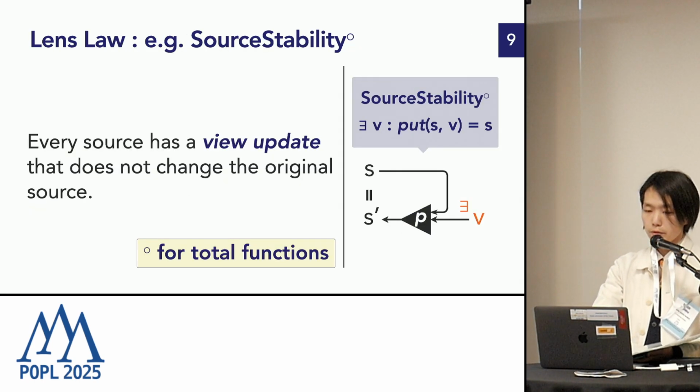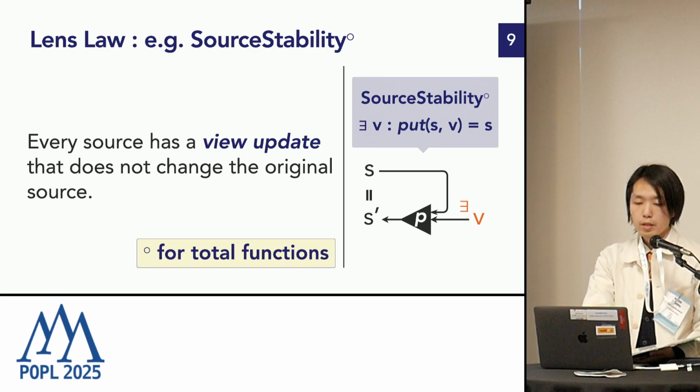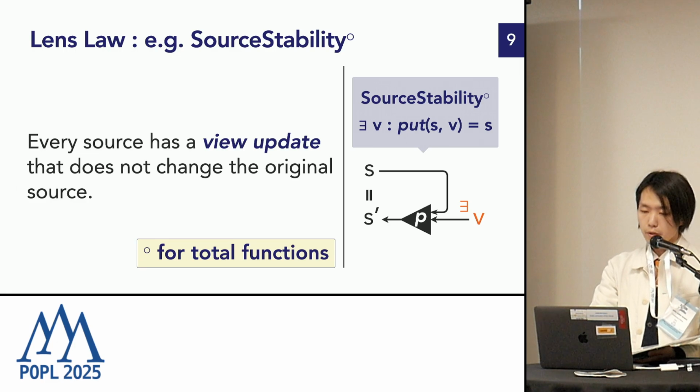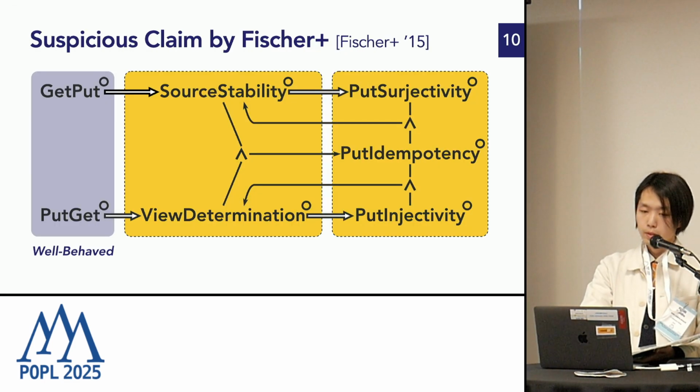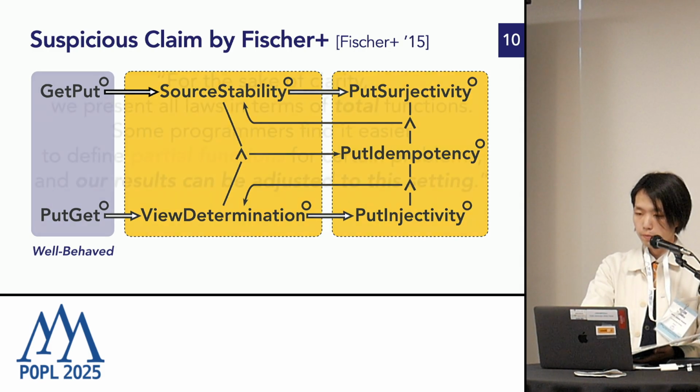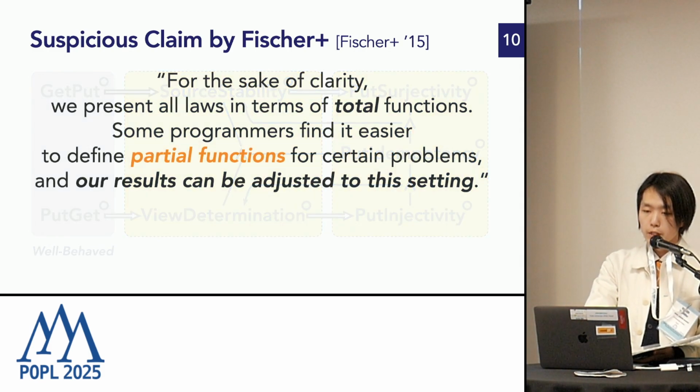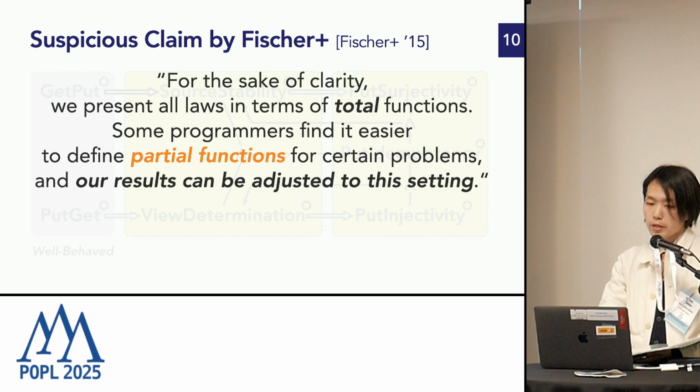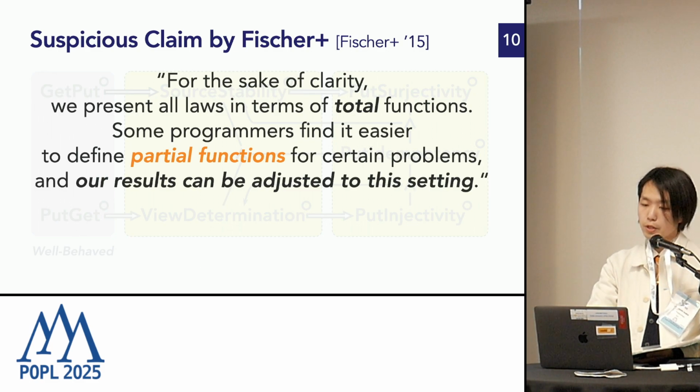Now I introduce the law for source stability as an example of the other 5 laws. Source stability states that any source has a view update that does not change the original source when it is put. Fischer et al. proved this theorem with the following statement. For the sake of clarity, we present all the laws in terms of total functions. Some programmers find it easier to define partial functions for certain problems, and our results can be adjusted to this setting.